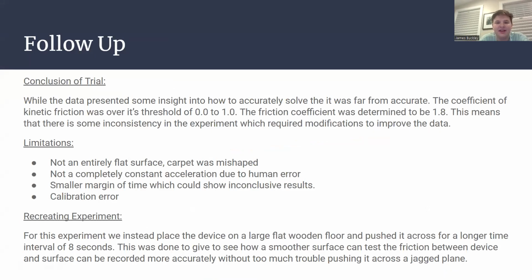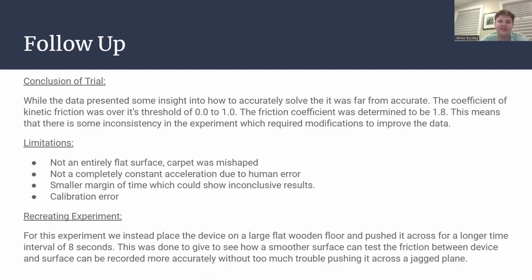While the data presented some insight on how to solve for the friction, it was far from accurate. The coefficient of kinetic friction was over its threshold of 0.0 to 1.0. The coefficient of friction was determined to be 1.8. This means that there is some inconsistency in the experiment which required modification to improve the data. Some limitations that could have caused this: it was not entirely a flat surface, the carpet was very misshapen, the acceleration was not completely constant due to human error, the smaller margin of time could show inconclusive results, and there was possible calibration error.